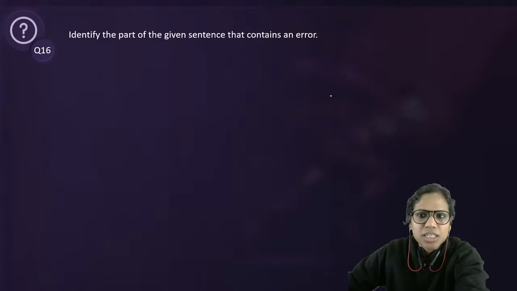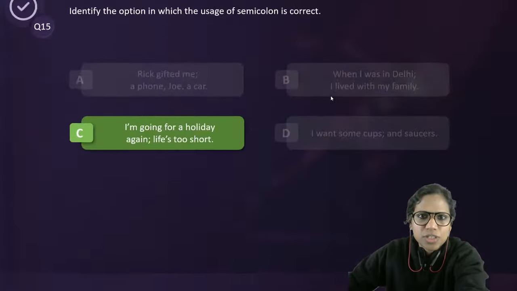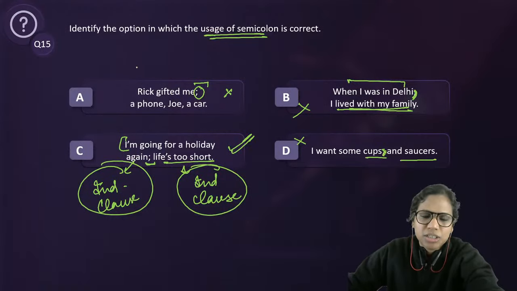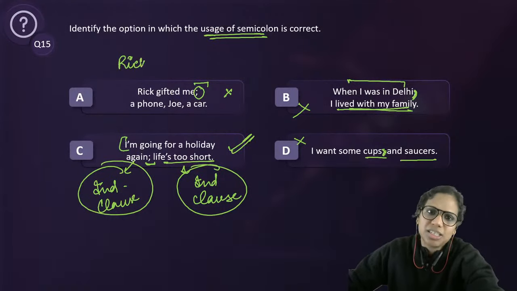Now somebody was asking something about the previous question. Can we use colon here? Rick gifted me three things. Then you can use a colon there. Rick gifted me three things.